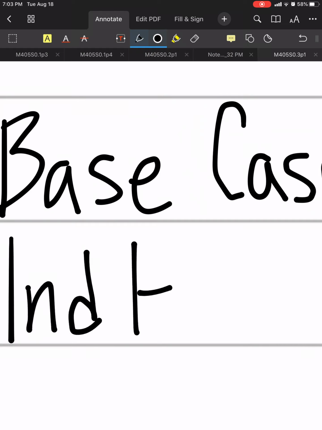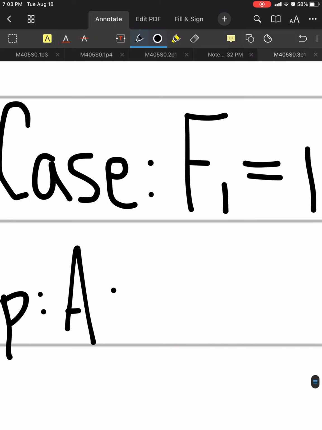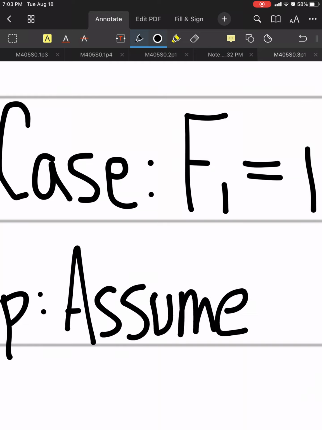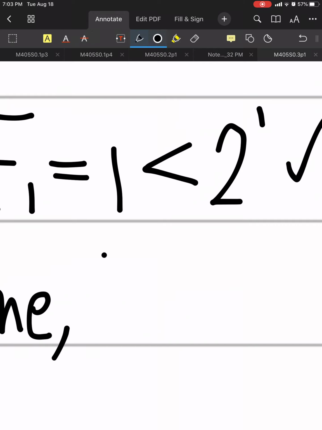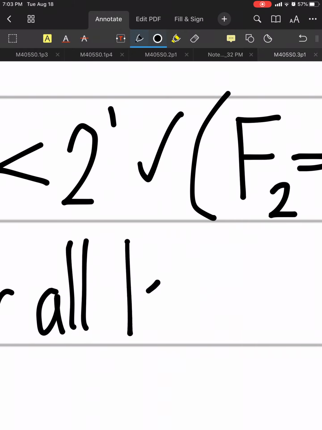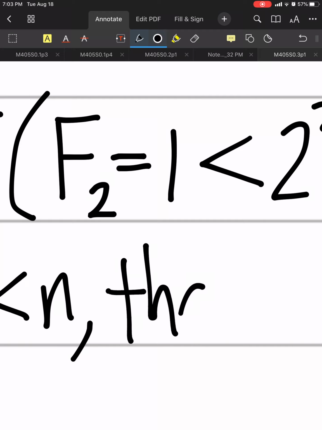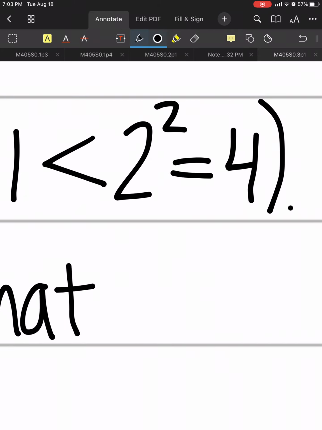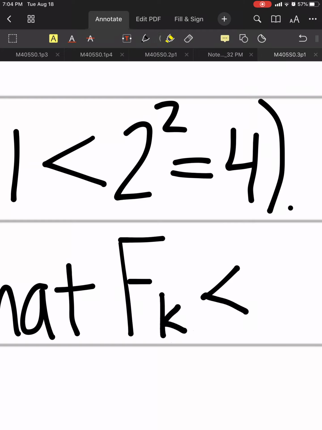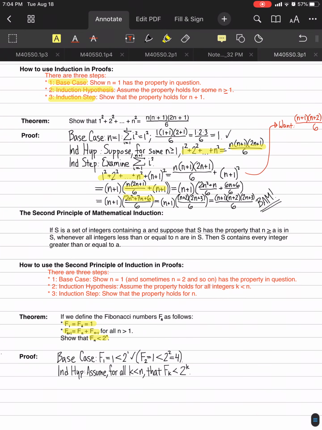Induction hypothesis. So let's state this out. Here we want to assume, for all k less than n, that f sub k is less than 2 to the k. So we want to assume for all k less than n.